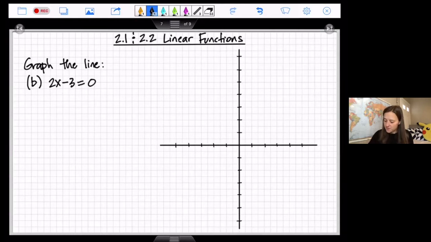So if I add 3 to both sides, I get 2x equals 3, and then divide both sides by 2, I get x equals 3/2 or 1.5. This is just a vertical line that passes through the x-axis at 1.5. So here's 1, here's 2. I'm just going to draw myself a vertical line in between those 2 tick marks.